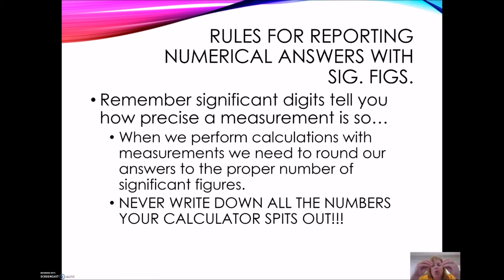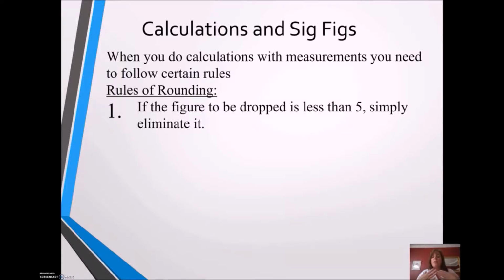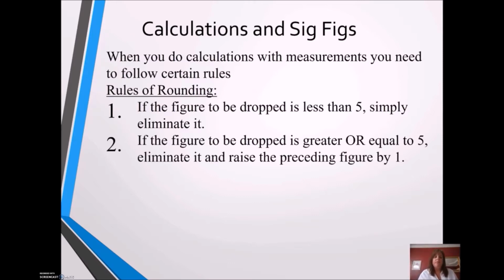Okay, so if we're going to record these with the right number of significant figures, the first thing we need to do is talk about rounding. So let's go over the rules of rounding that we're going to use in my class. If the number that's to be dropped is less than a 5, we're just going to drop it. Boop, gone, or make it a 0. If the figure to be dropped is greater or equal to 5, we're going to get rid of it and raise the preceding figure by 1.